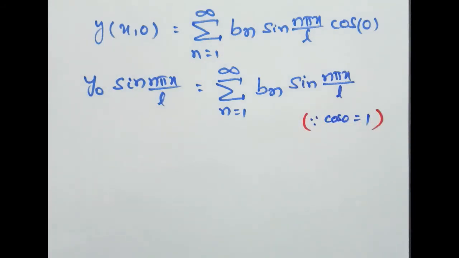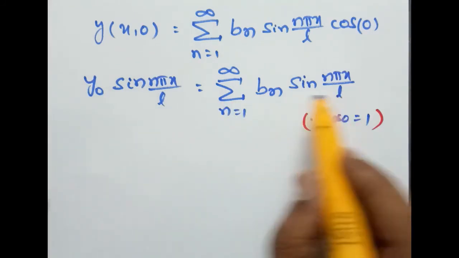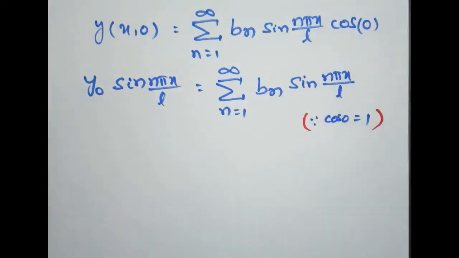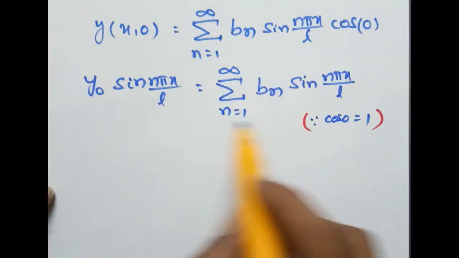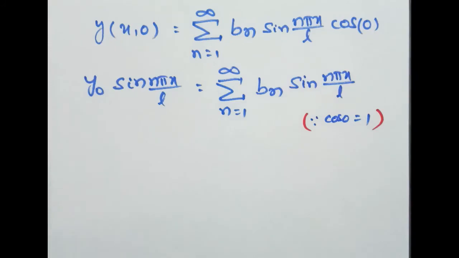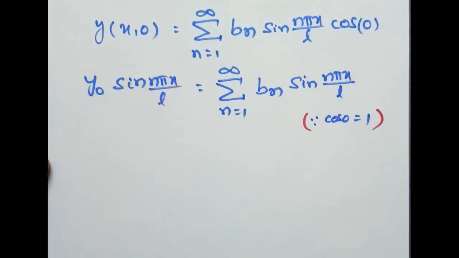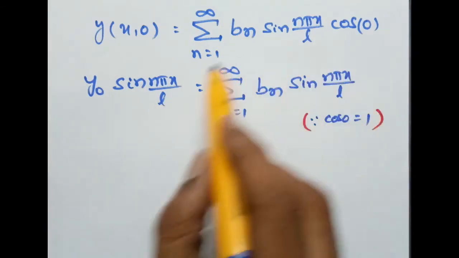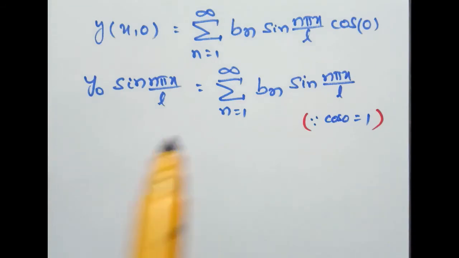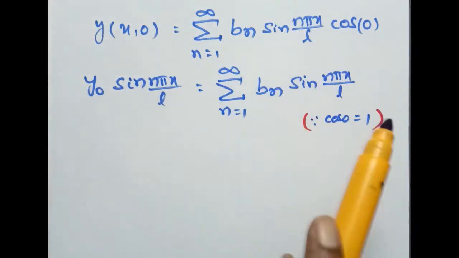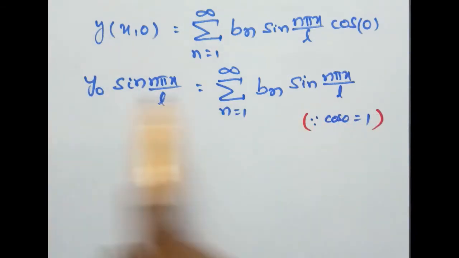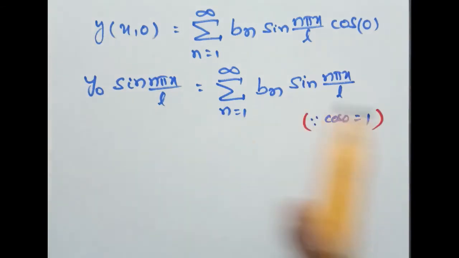Now here no need to expand this in a half range Fourier series to find bn, because in the left hand side only a single term is there, y naught sin n pi x by L. So without using the half range Fourier sine series as in the previous solution, here we just find the value of b1, b2 and so on bn by equating the coefficients of sine terms on both sides.